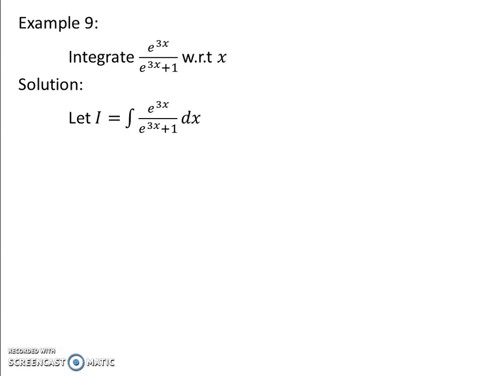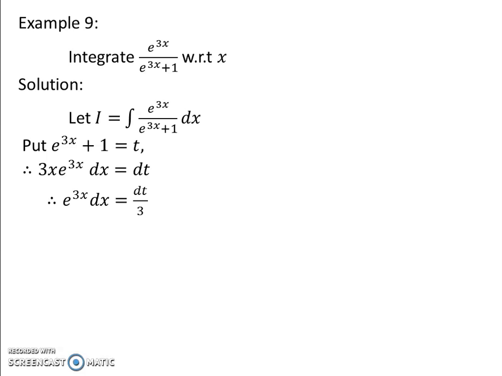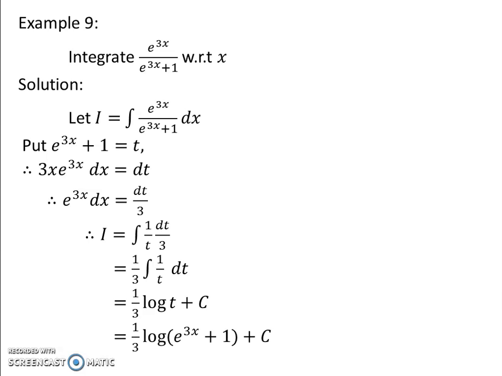So let I equal to integration e raised to 3x dx upon e raised to 3x plus 1. So put e raised to 3x plus 1 equal to t. Therefore 3 e raised to 3x dx is equal to dt. Therefore e raised to 3x dx is equal to dt by 3. So replacing in the equation, we get I equal to integration 1 by t dt upon 3. 1 by 3 outside, integration of 1 by t is log t. So 1 by 3 log t plus c, and the value of t is e raised to 3x plus 1. Replacing, we get final answer 1 by 3 log of e raised to 3x plus 1 plus c.